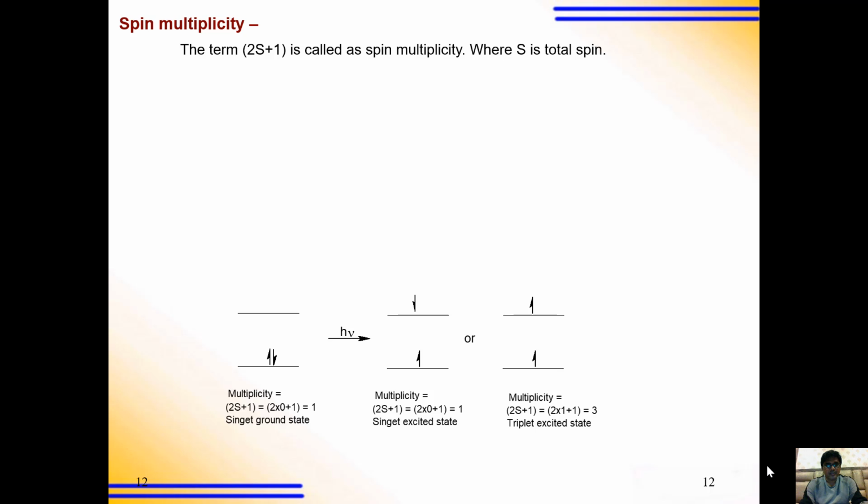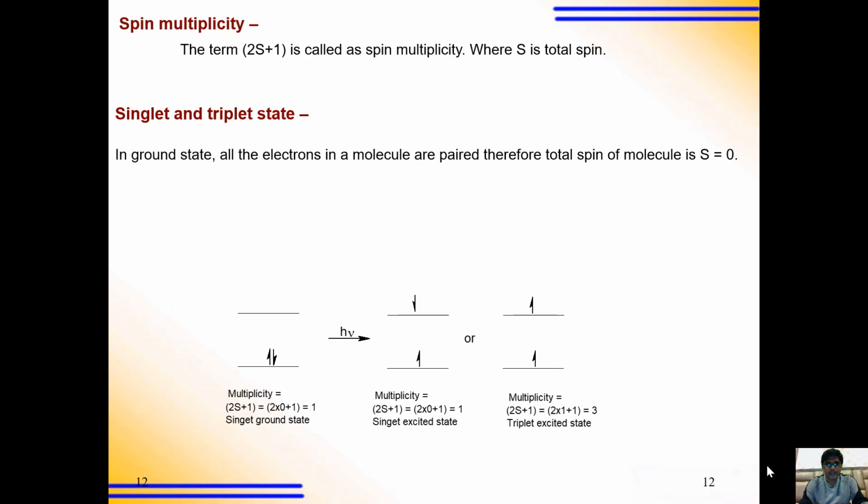The next concept is spin multiplicity. The term symbol 2S plus 1 is called spin multiplicity, where capital S is the total spin. Singlet and triplet states: this concept is very important. In the ground state, all the electrons in a molecule are paired. Therefore, the total spin of a molecule is equal to 0. Suppose at the ground state both electrons are in the lower energy level, the multiplicity is 2S plus 1. It means 2 into S, which is 0, so into 0 plus 1 it will come, that is 1.